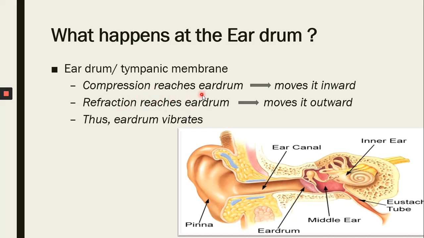When a compression reaches the eardrum, it moves inward. When there is a region of high pressure, a compression forms, and the eardrum moves inward. And when there is a rarefaction, the eardrum moves outward. Due to this, vibrations are produced in the eardrum, and those vibrations pass to the middle ear.